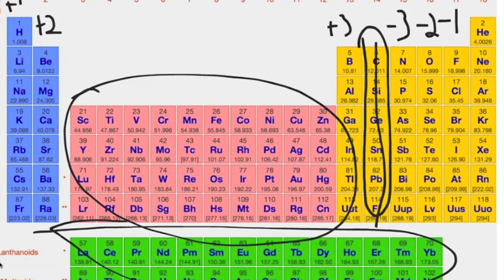So if we're given C, which is carbon, over here in column number 14, we have to be told how many electrons are in its outer shell. So if I see C, Roman numeral 4, that means there are 4 electrons in its outer shell. That has to be told to me. I cannot assume what it has.